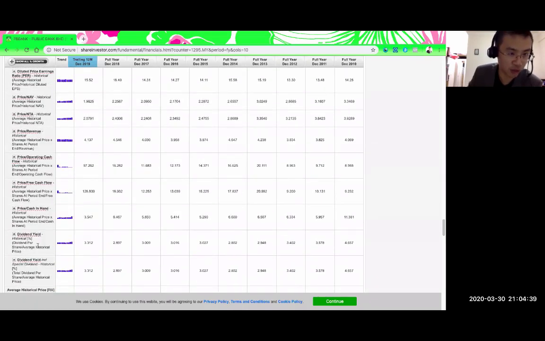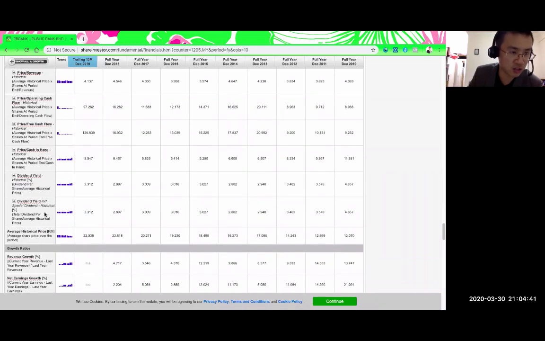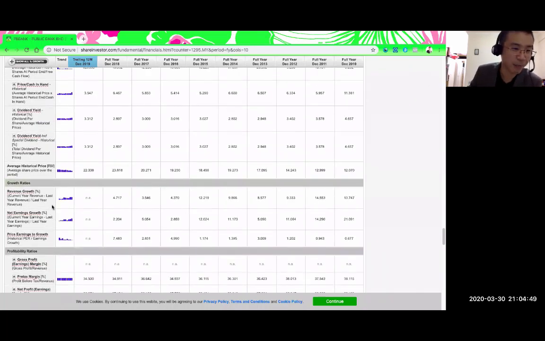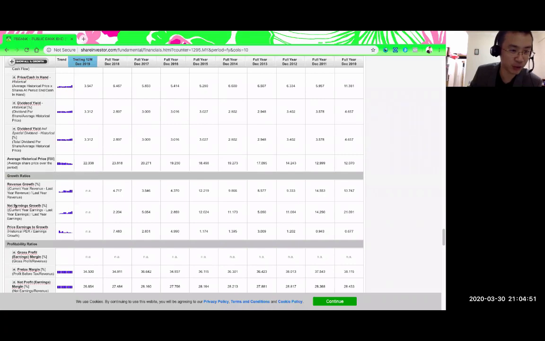There are a lot of valuation metrics here, dividend yield, dividend yield including special dividend, so comprehensive that sometimes I may find the information a bit overloaded. So growth ratio, you can find a revenue growth rate, net earnings growth rate, and PE growth rate, PEG.